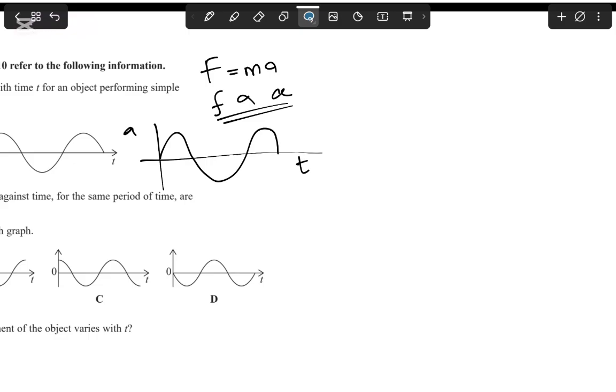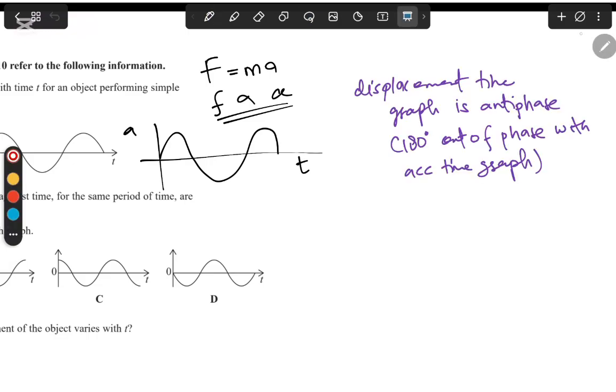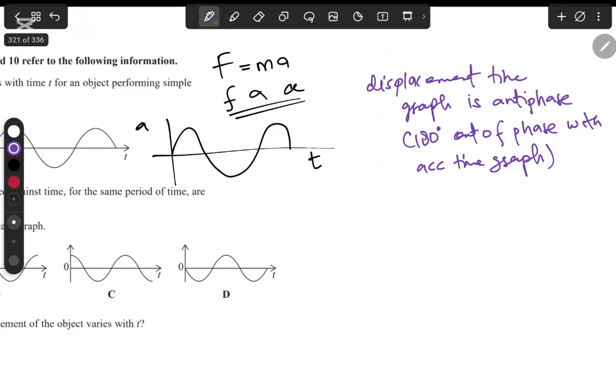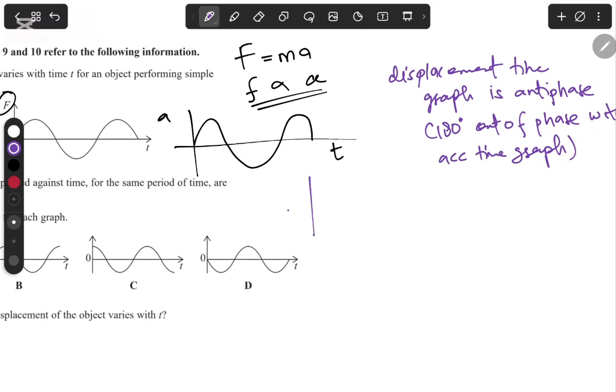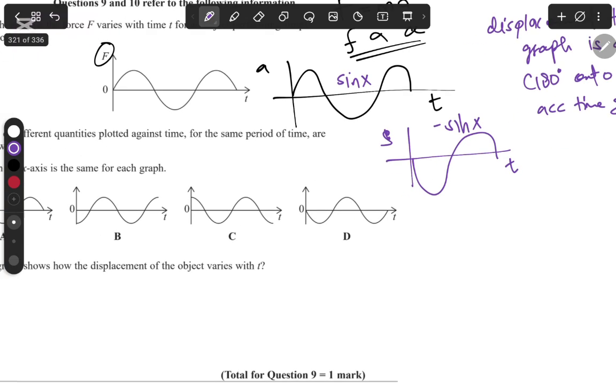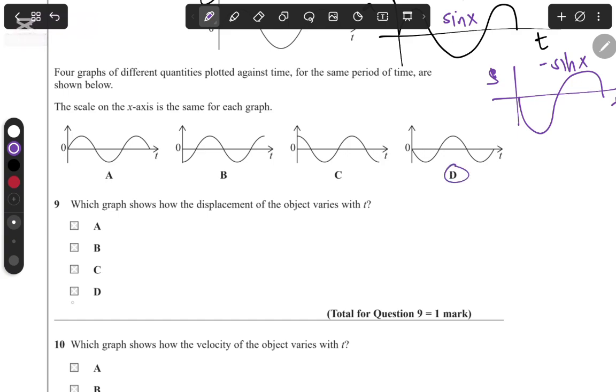First I'll plot the displacement time graph. The displacement time graph is anti-phase, or 180 degrees out of phase, with the acceleration time graph. That's something you have to remember. So we're just going to flip this graph, and since this is a sin x graph, we will get a minus sin x graph. This is the displacement and this is time. We're going to get a graph that looks something like this, and that's going to be your answer D.